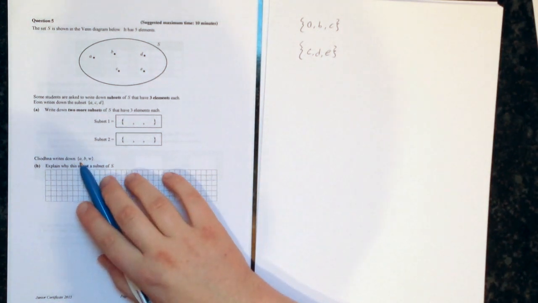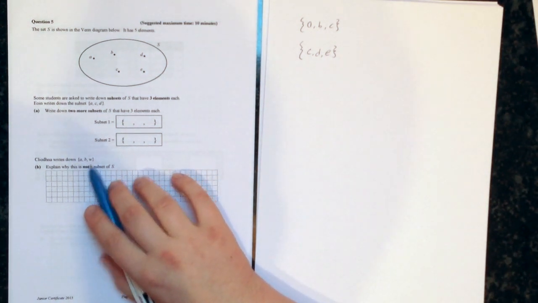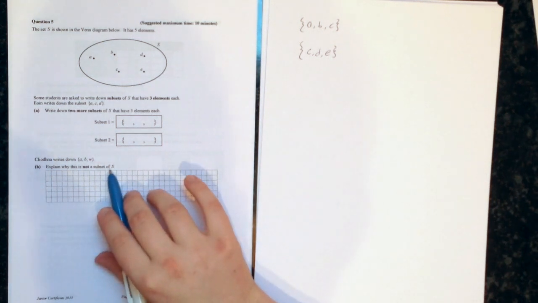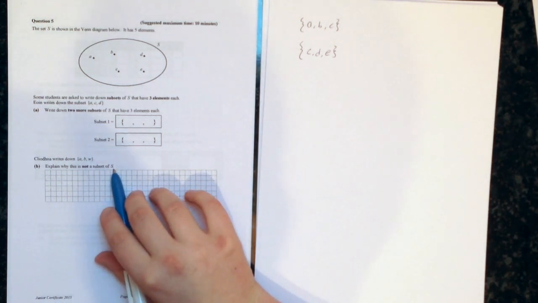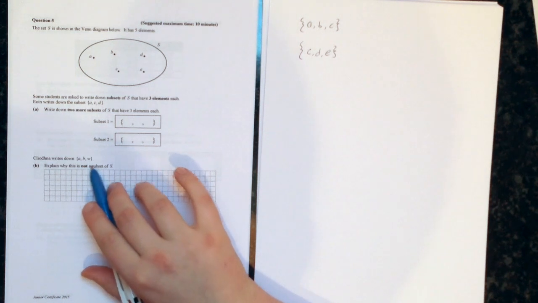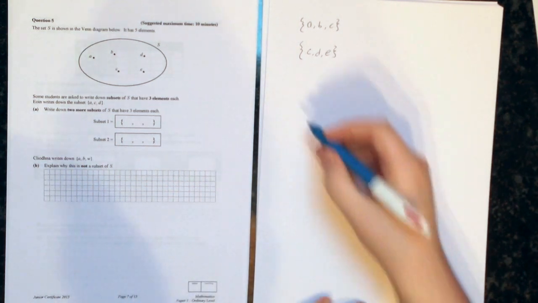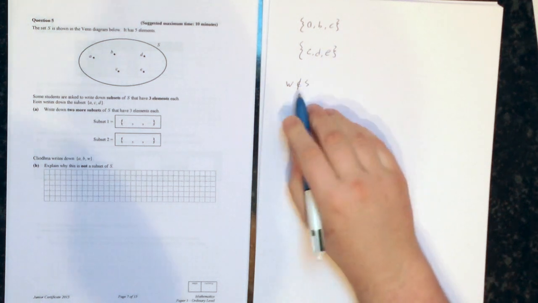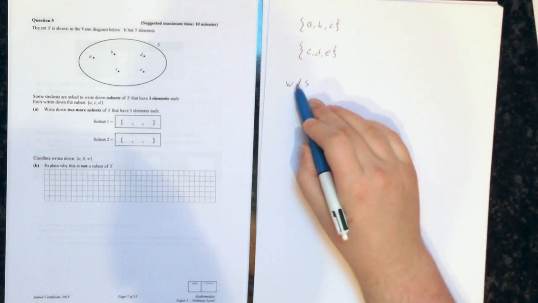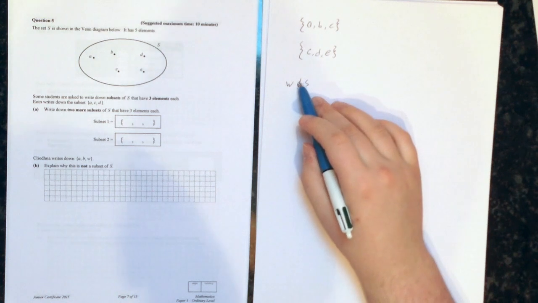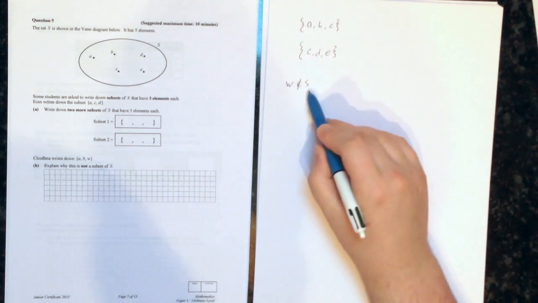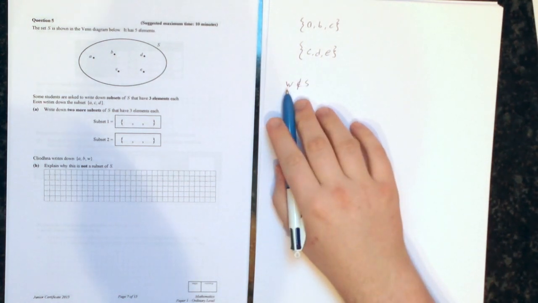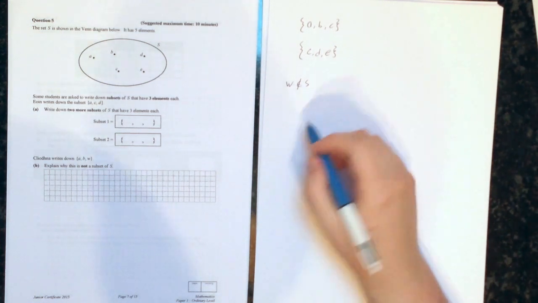Now, we're given a set A, B, W, and we're told to explain why this is not a subset of S. The reason why this set, A, B, W, is not a subset of S is because W is not an element of S. So we've got this Greek letter epsilon, that means is an element, and we've got a line through it to say that it's not an element. So W is not in the set S.